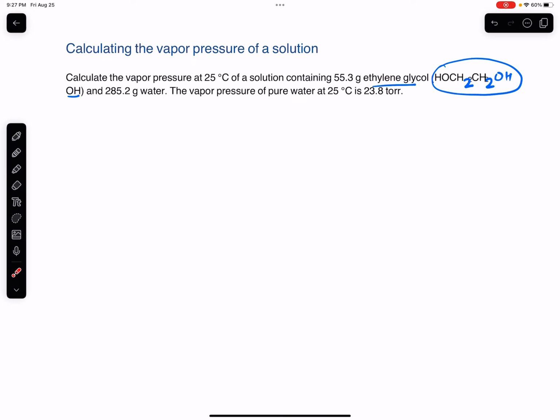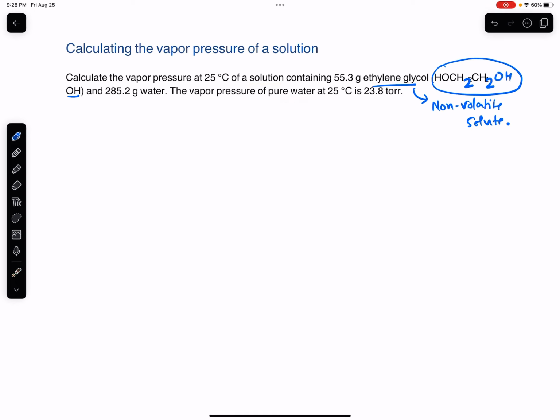Now, in this type of problem, the ethylene glycol does not have a vapor pressure of itself. So this is called a non-volatile solute. Okay, I'm going to write that down. Non-volatile solute. And what that means is any contribution from the solute is negligible. Okay, so therefore we're only going to consider the vapor pressure of pure water, and how that changes when you are looking at a solution with the water and the ethylene glycol.